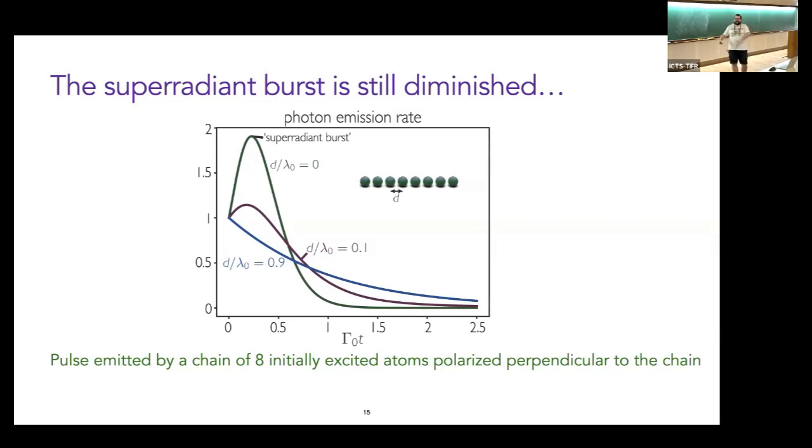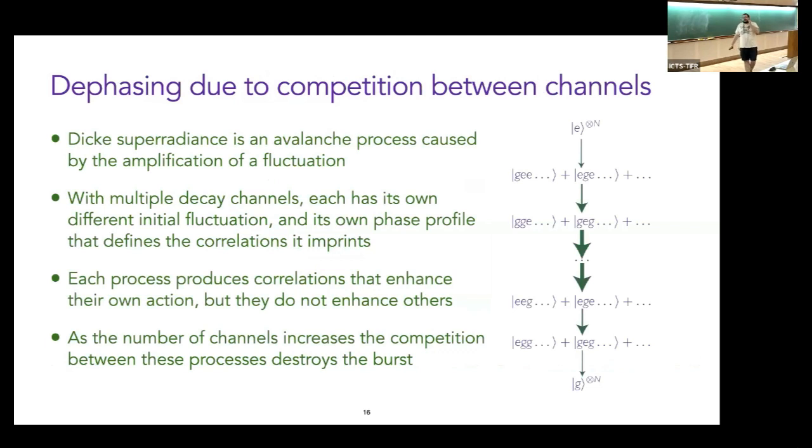So I just tried to convince you that in these types of systems, the superradiant burst shouldn't be dephased by single atom effects, because those should be limited. So what is causing this dephasing? The answer is a competition between the fact that I now emit into multiple channels. I described that avalanche process of why this happens: I have some initial fluctuation that speeds up the next photon, which speeds up the next photon, and so on. When I have multiple decay channels, they all do that same thing.